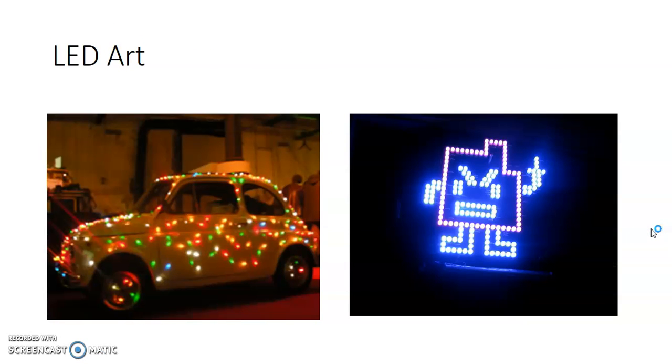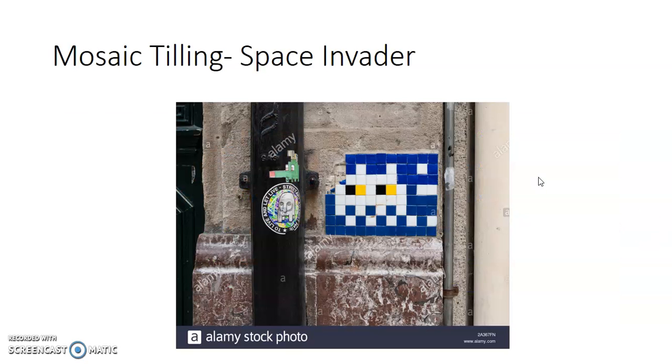So Graffiti Research Lab, I'll put a link there for you, but they do this really neat stuff with LED lights. We actually did this project before. We had LED lights and we had magnets on them, and the one with the car, they actually throw them on things. You can organize them a certain way to look a certain way. Mosaic tiling is another form of street art.